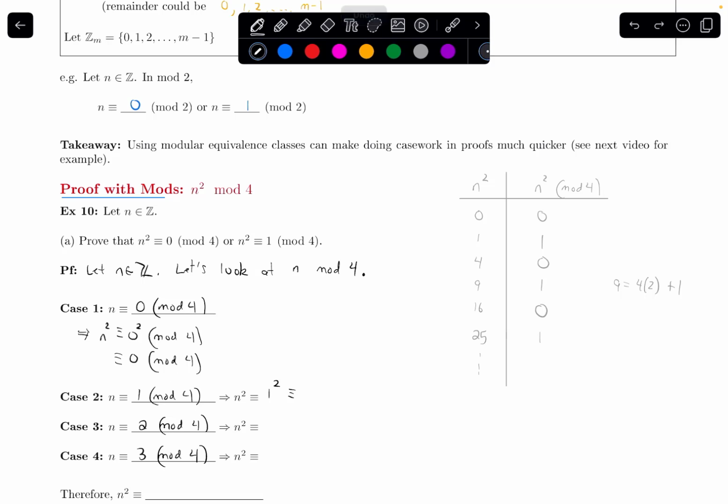So if I get 1 squared, that's congruent to just 1, and that's the simplest it can go, and I have mod 4. Okay, well, that's the second possibility. It's congruent to 1. That's good as well. All right, what about case 3?